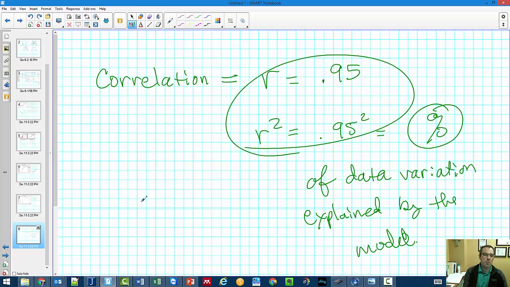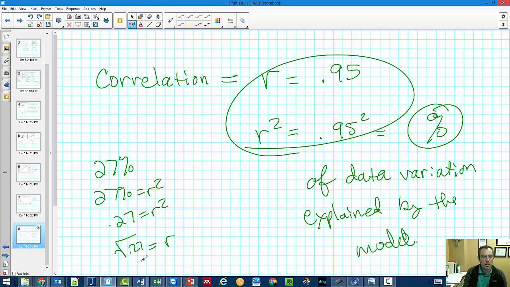You'll see that sometimes when they say, oh, hey, 27% of the data is explained by something, or variation explained. That means 27% equals r squared, or 0.27 equals r squared. So r, the correlation, is going to be the square root of 0.27. So really simple to do, but I think it can be confusing because we keep seeing r and r squared. So hopefully that helps explain what one of those means, and maybe helps clarify the other as well.